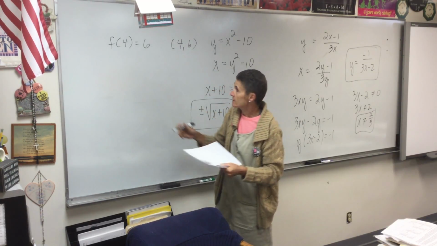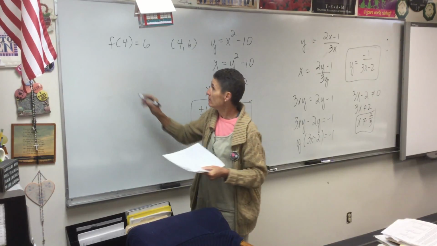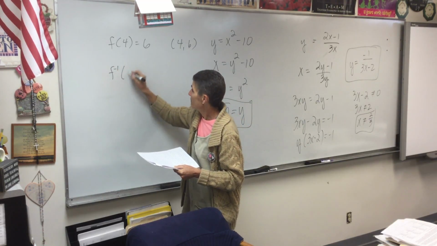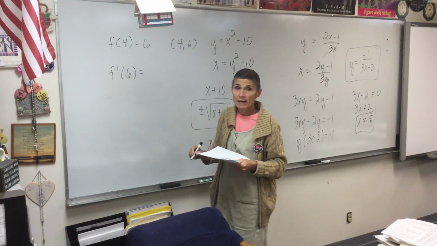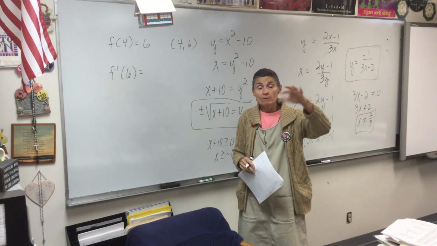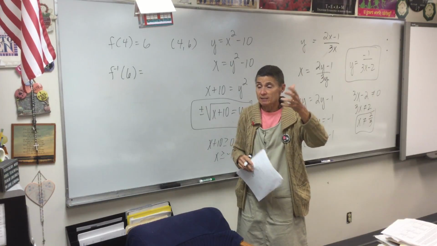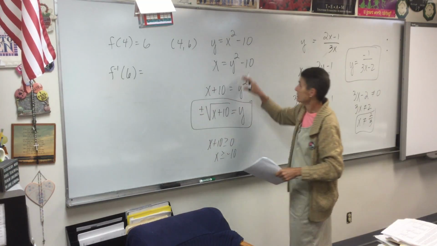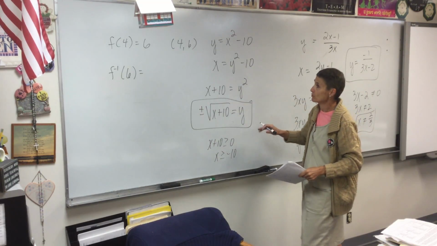So now the question says, let's do the inverse. F inverse of 6 would have to be what? Well, remember what inverses do. They interchange or switch x and y. Think about what you did here. You switched x and y to find your inverse.